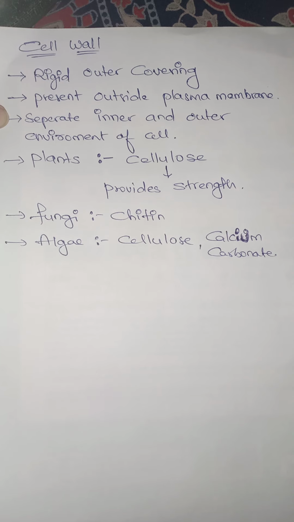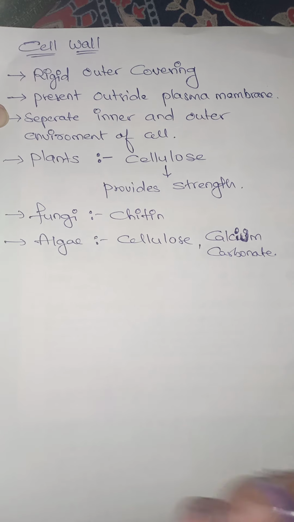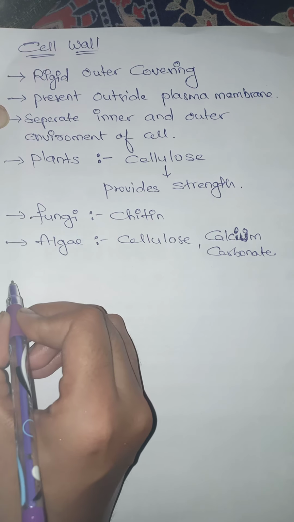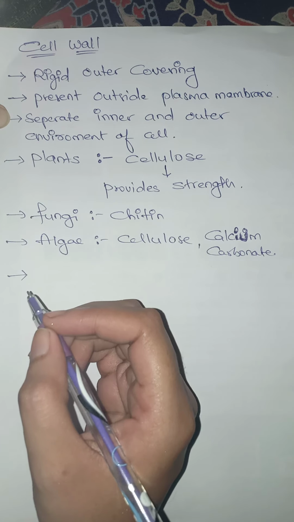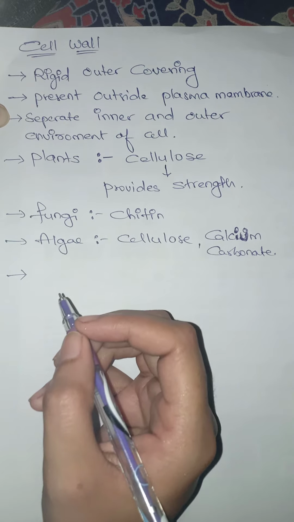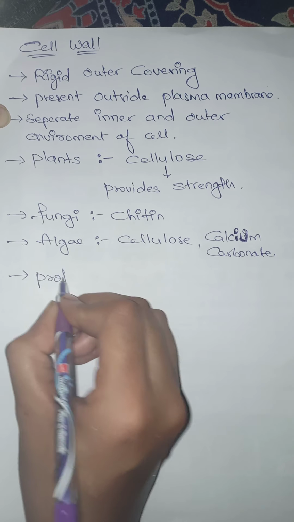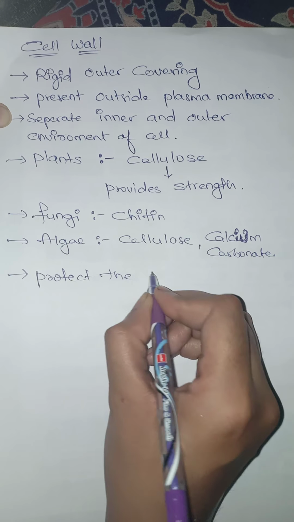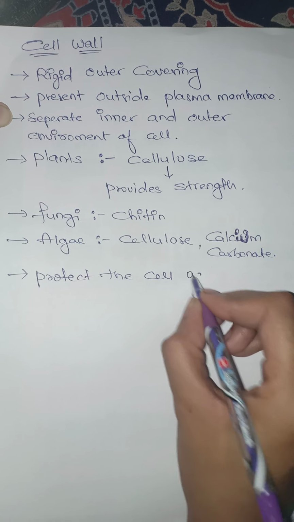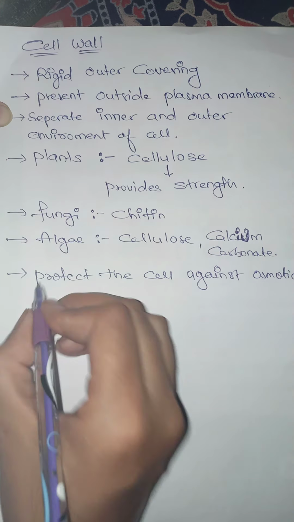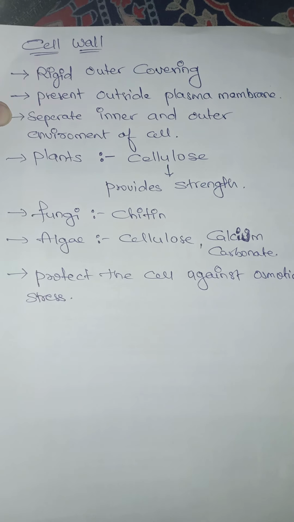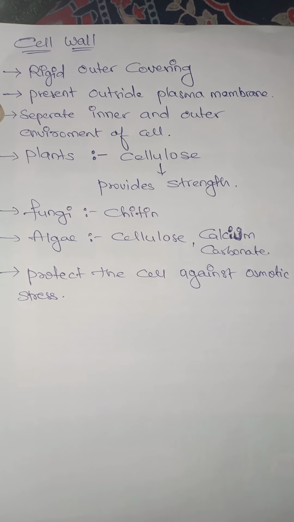So the composition of the cell wall differs from one organism to another. Another important thing is that whenever the cell is subjected to osmotic stress, the cell wall will protect the cell against osmotic stress. Now the main question arises: how does it protect the cell against osmotic stress?